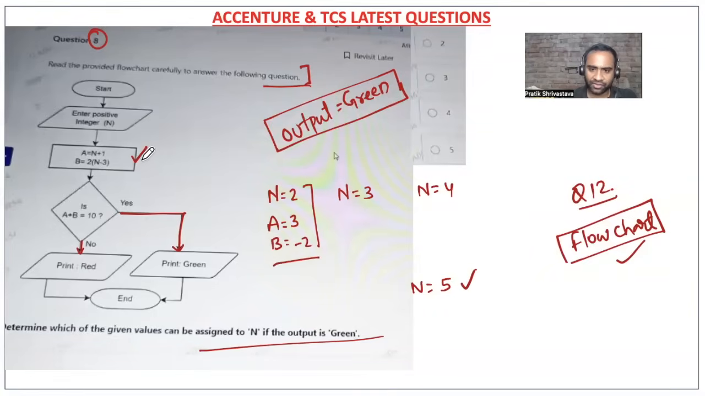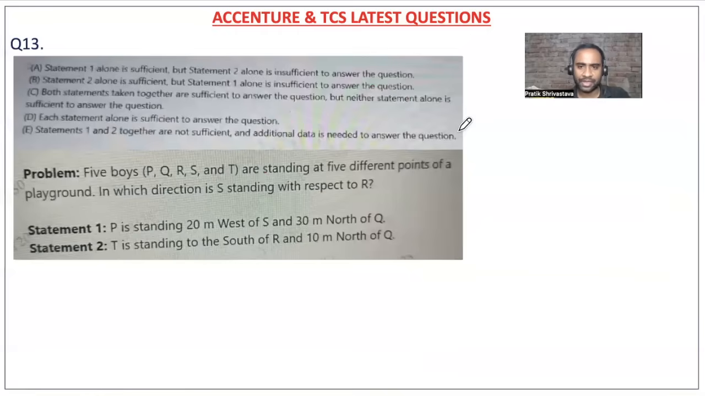Now n is equal to 5, so A will be 5 plus 1 is 6, B will be 2 into 5 minus 3, which is 4. So A plus B will be 10. In that case it will be printed green. So here you have to put n is equal to 5 to get the correct answer, right? Okay. Now question number 3.